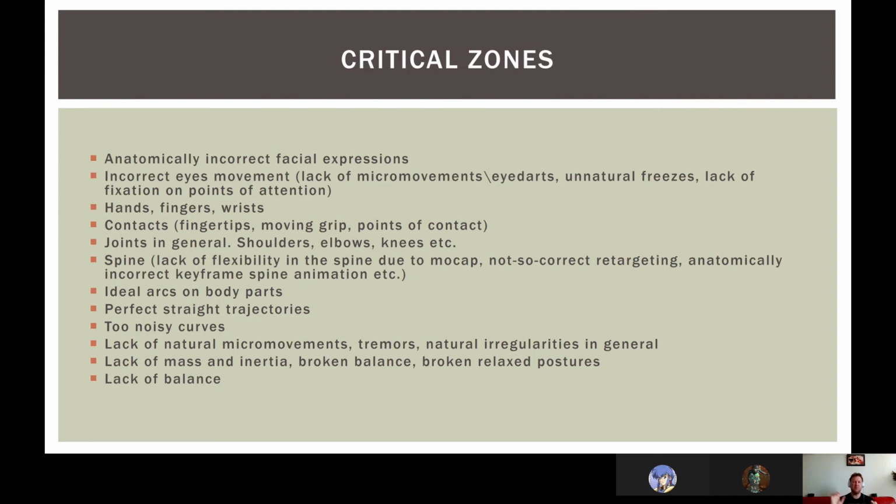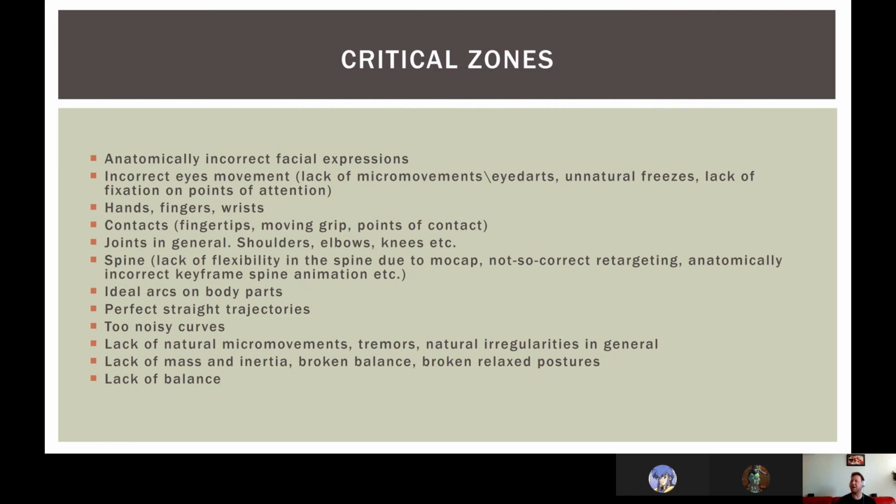It's always movement. And if you don't have this in your animation, especially if you're animating something like a cinematic or close-up, you will ruin your animation, even if the rest of the animation is quite cool, quite good, quite polished. So hands, fingers, wrists, very important.